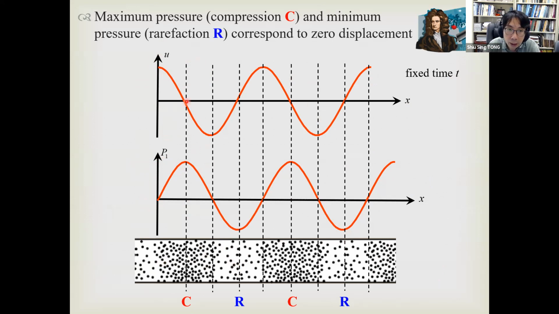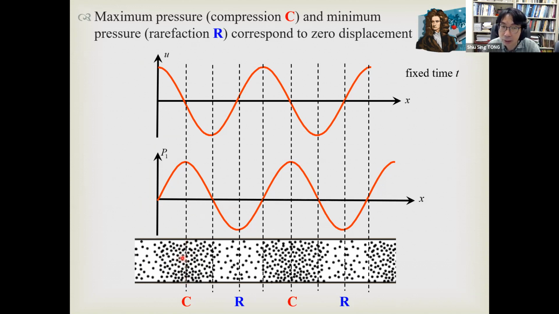Now look at this position. This position has the largest pressure, right? How do we say that for waves? A largest pressure region is a compression region. The compression region has the largest pressure. So that means the density here has increased, right? The particles are getting closer together at this position, and that means a compression. So more particles are concentrating here.